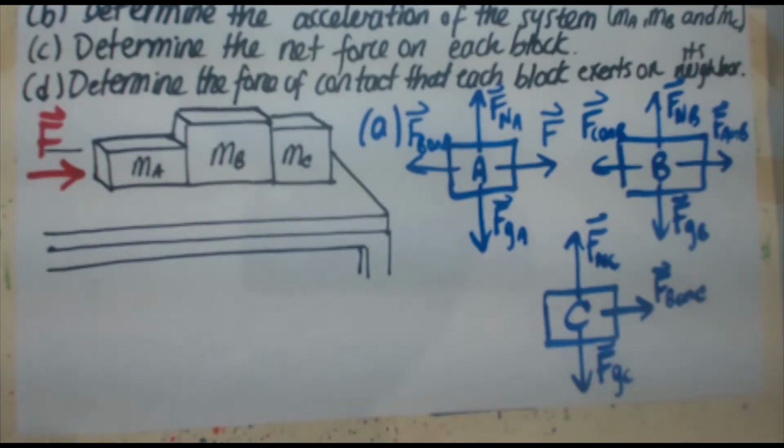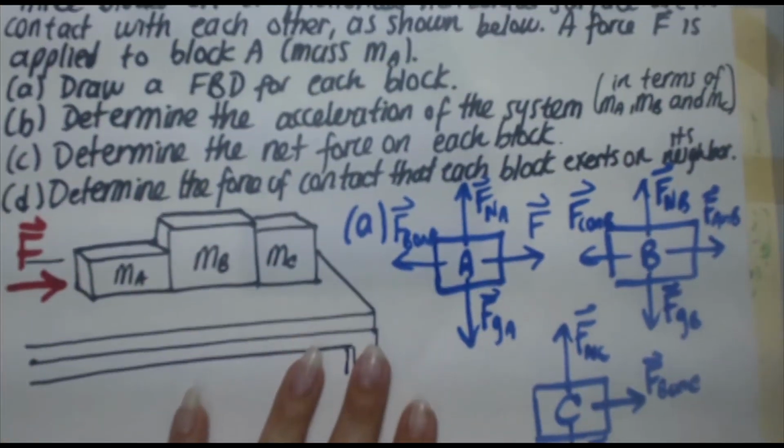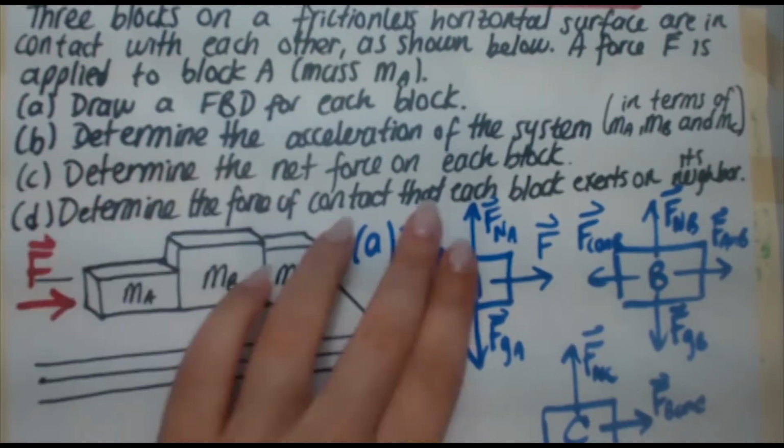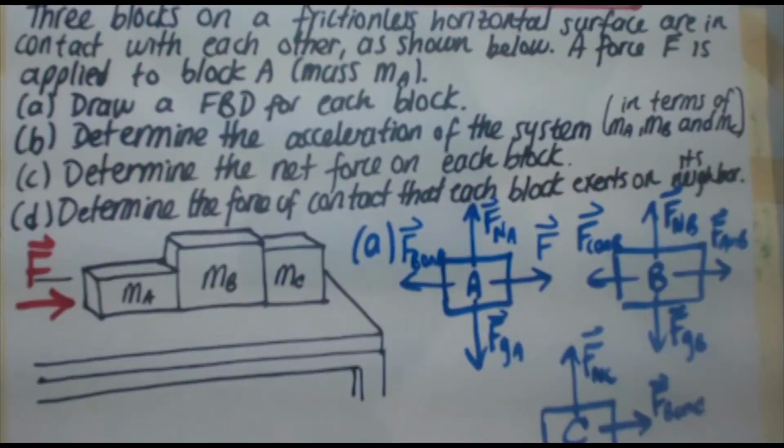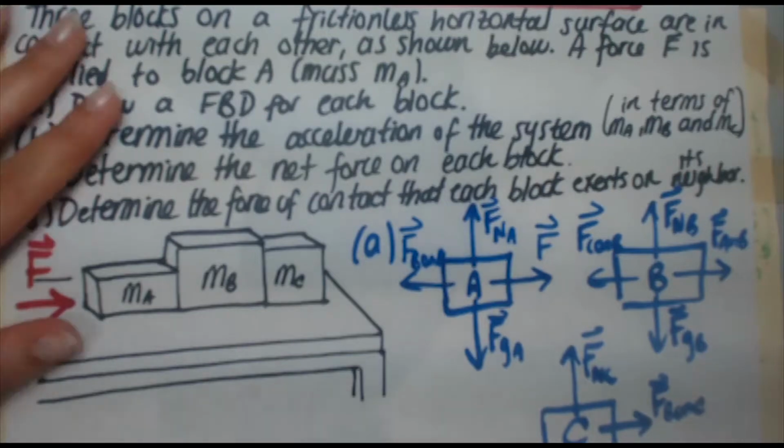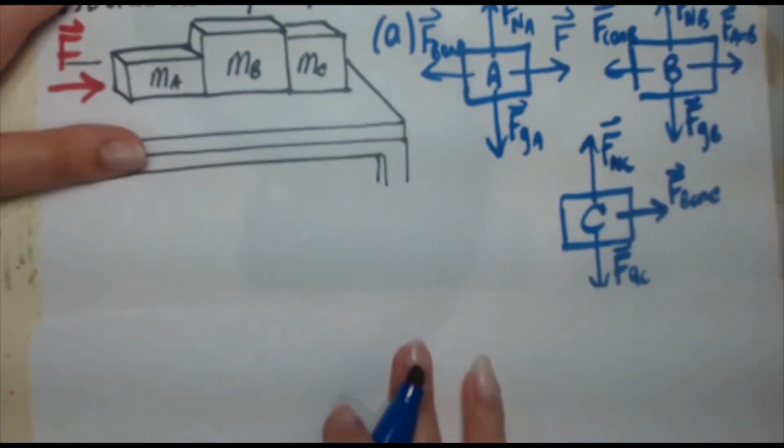Now, next, we're going to look at part B, which is determine the acceleration of the system in terms of MA, MB, and MC. Now, this may seem like a daunting task at first, but it's really quite simple. It all comes back to Newton's second law. Okay, so for part B, let's keep going.